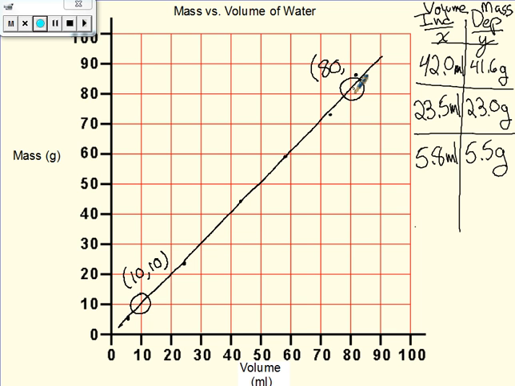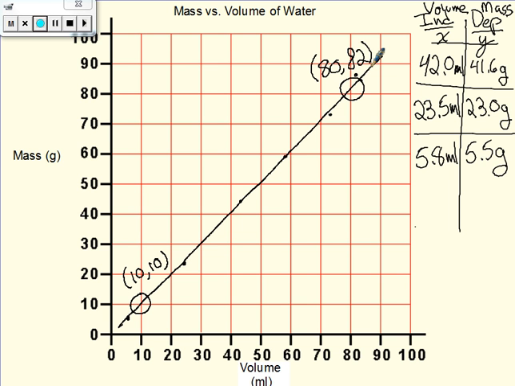You can't use a decimal because these numbers are going by 10, so you really can only read to the nearest whole number. So let's go ahead and pick 82 here. There, 82.